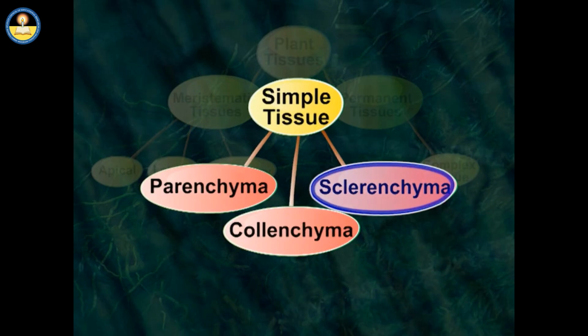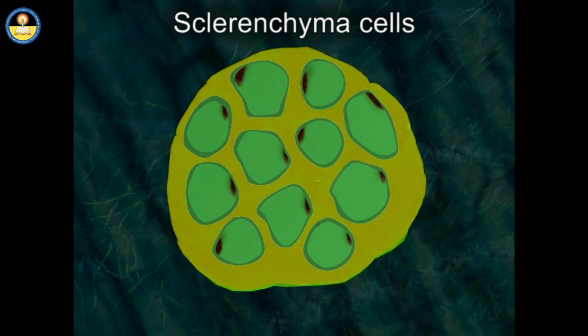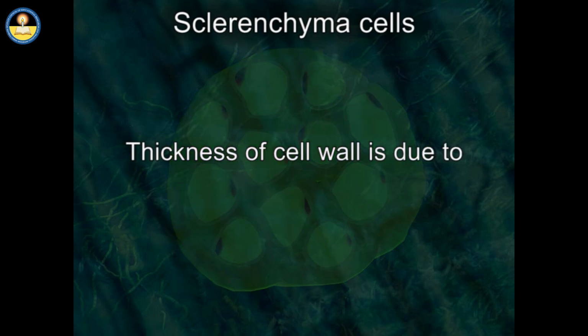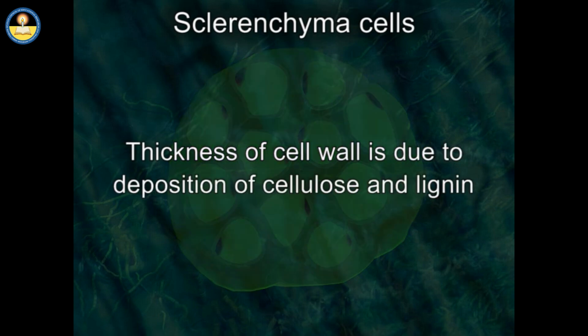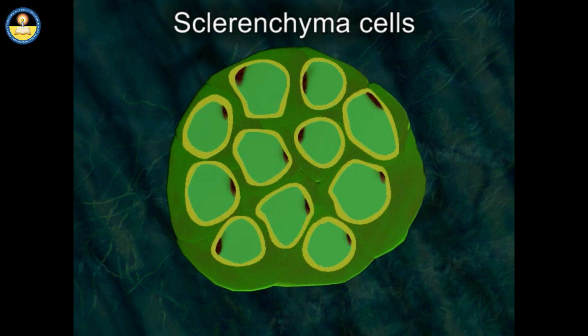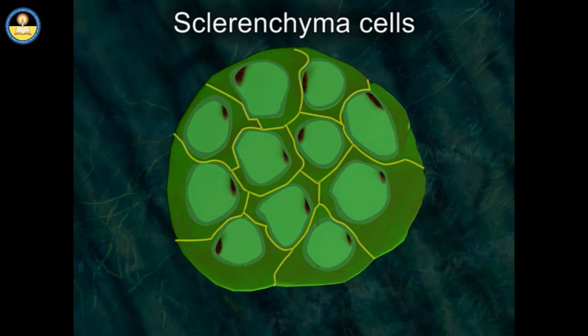Sclerenchyma. Mature sclerenchyma is composed of dead cells with extremely thick cell walls. Evenly distributed thickness of the cell wall is due to deposition of cellulose and lignin. Due to excessive width of the wall of these cells, the cell cavity or lumen is nearly absent. The cells of sclerenchyma are closely packed without intercellular spaces.